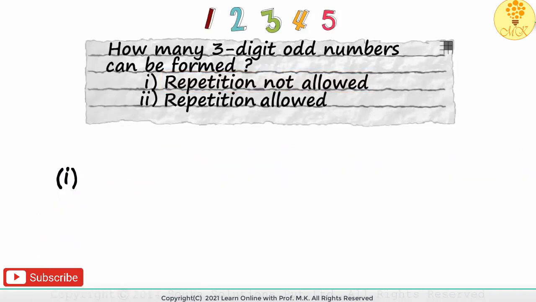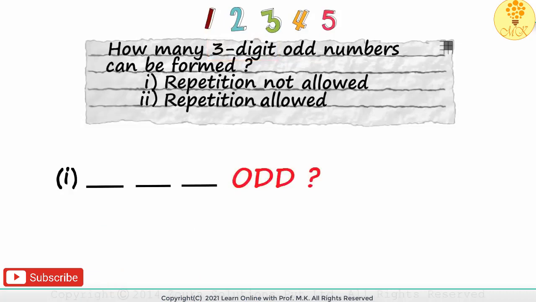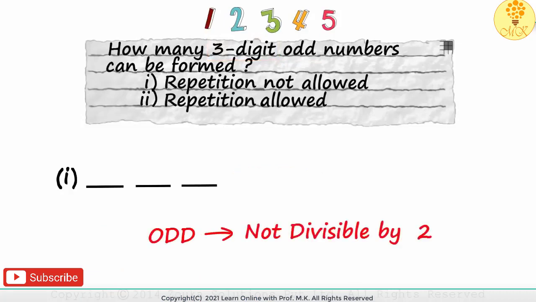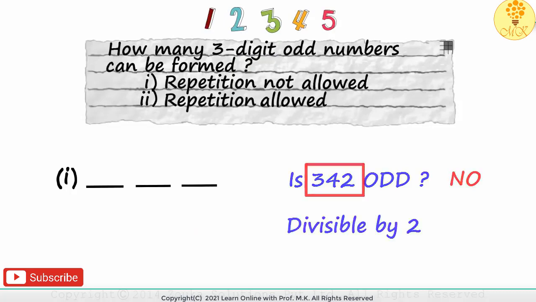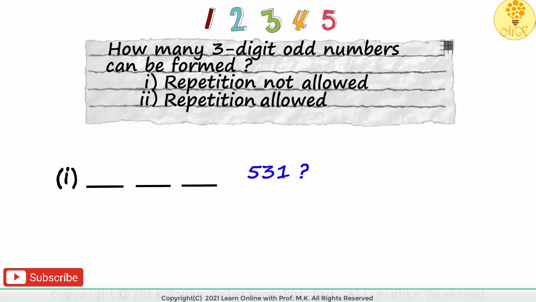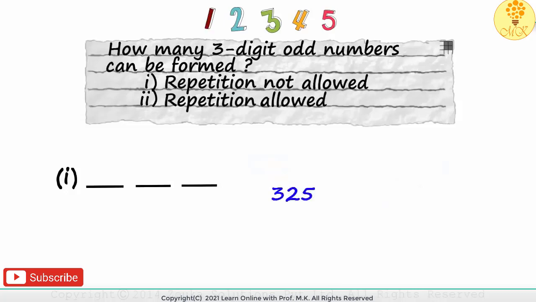Read the question well. How many 3-digit odd numbers? Odd is the key word here. As we have been asked for 3-digit numbers, let's make 3 slots. What do we mean by odd? A number is odd if it is not divisible by 2. Is 342 odd? No, it's not odd as it is divisible by 2. What about 531? Is this odd? Yes, it is, because it is not divisible by 2. Similarly, 325 and 243 are odd.